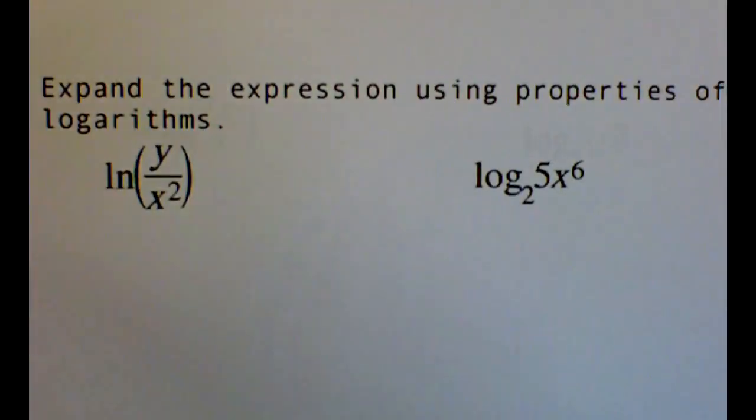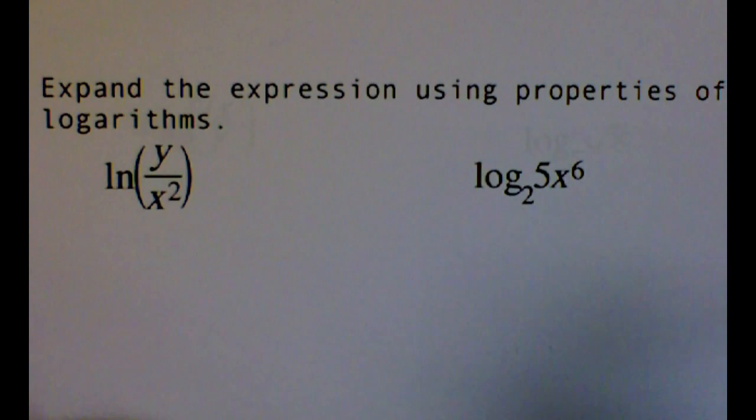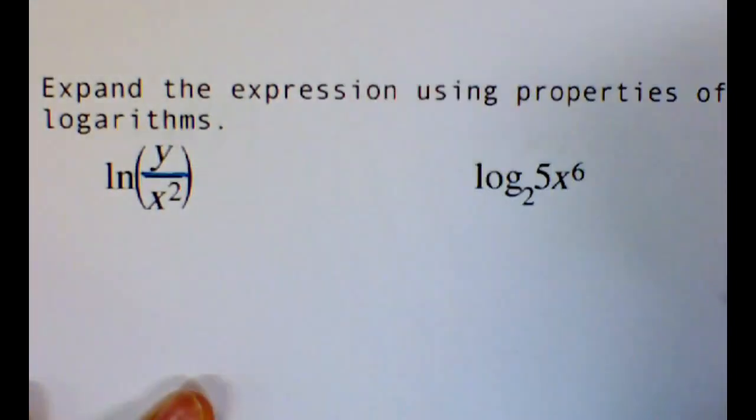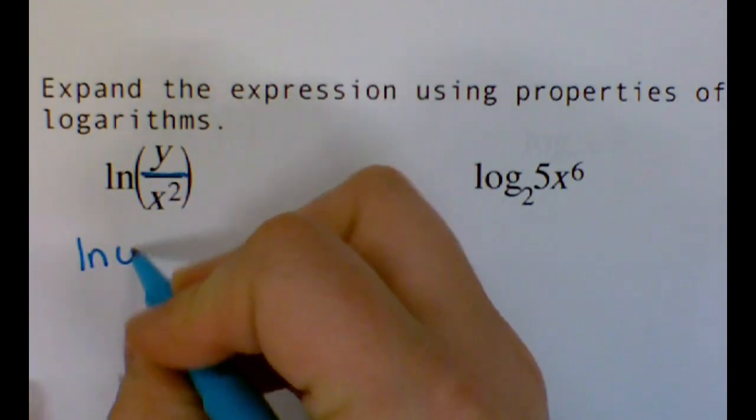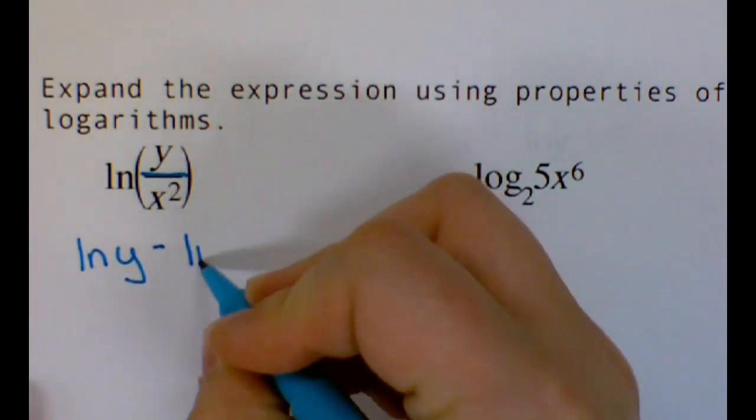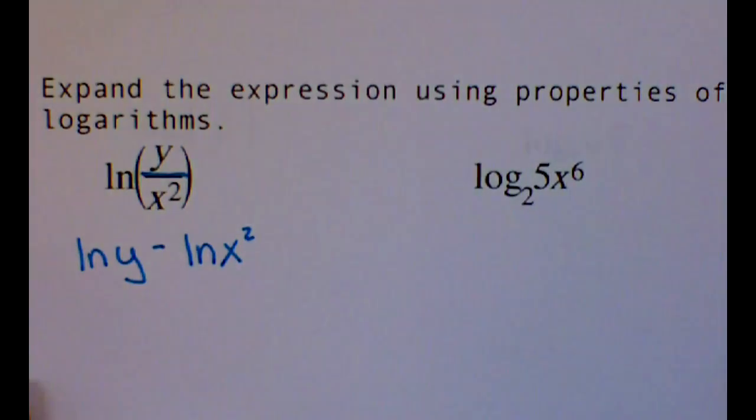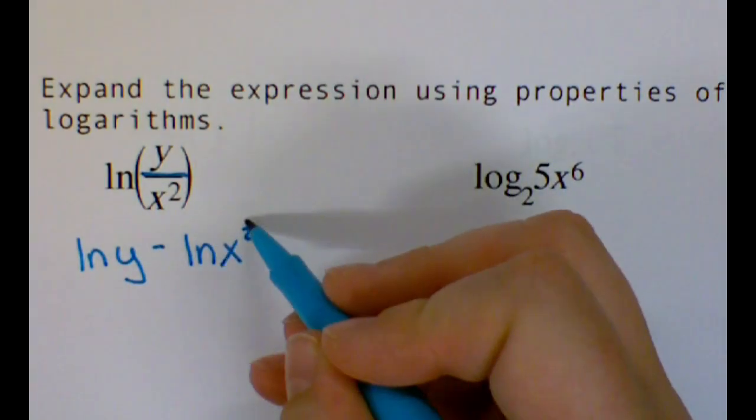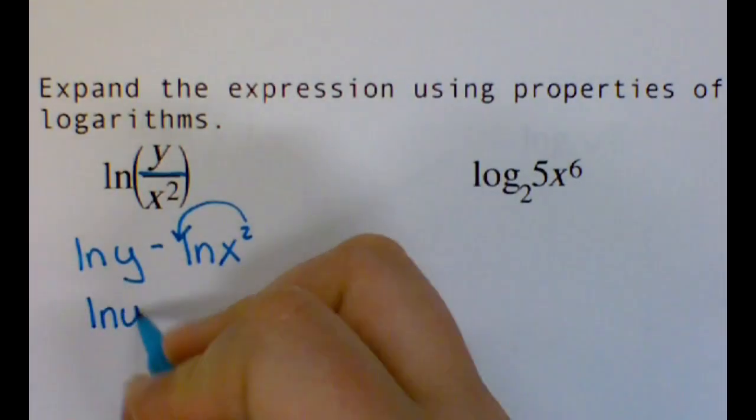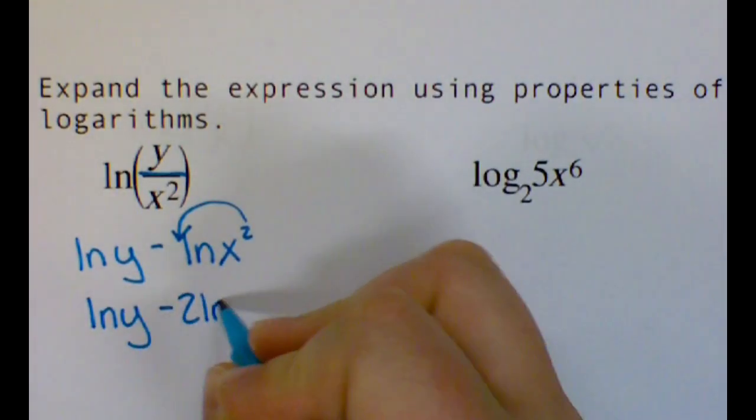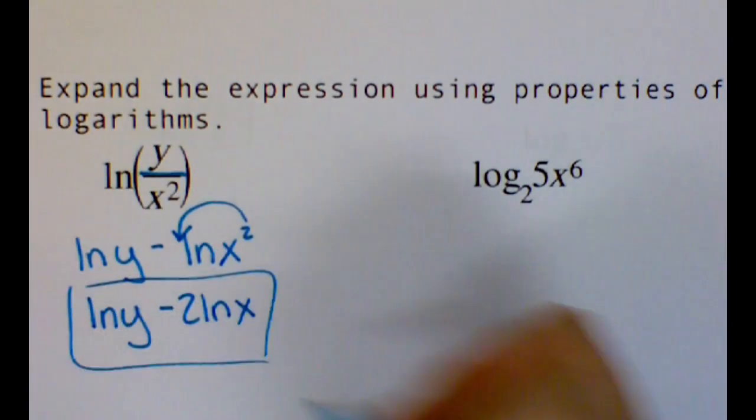All right, we are going to now expand our expression using properties of logarithms. At this point in time, it's going to seem kind of pointless, but bear with me, there is a reason. So if I have division, that means I can separate it into subtraction. We take ln of the numerator minus ln of the denominator. We also have a power in here. Remember, a power can come down out front of that specific term. So natural log of y minus 2 natural log of x is fully expanded.